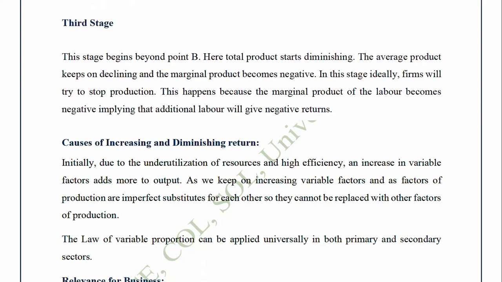Causes of increasing and diminishing return. Initially, due to the underutilization of resources and high efficiency, an increase in variable factors adds more to output. As we keep on increasing variable factors, and as factors of production are imperfect substitutes for each other, they cannot be replaced with other factors of production. The law of variable proportion can be applied universally in both primary and secondary sectors.